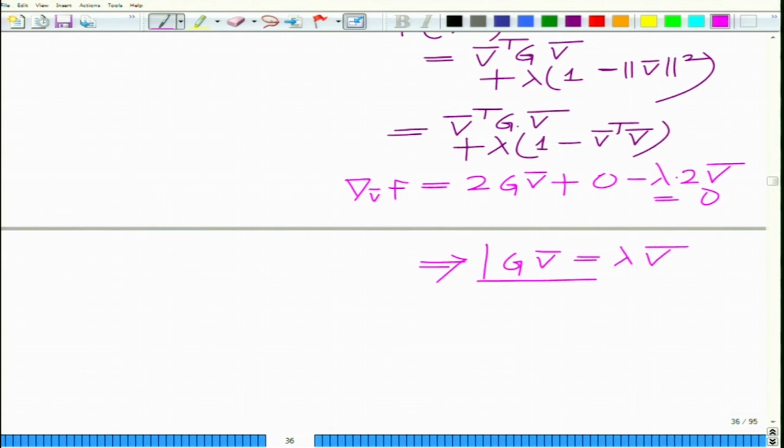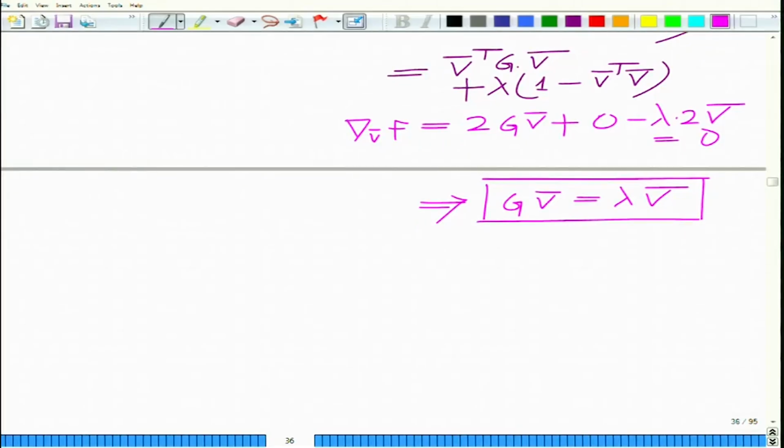Now, if you solve it, the 2's cancel, and therefore this implies that G V bar equals lambda times V bar, and then you observe something very interesting. What you observe is that G V bar equals lambda V bar, and recall, you have already seen this kind of equation before. This is nothing but the definition of the eigenvector of G. That is, any vector V bar which satisfies this property, that is G times V bar equals simply a scaling factor lambda times V bar, V bar is the eigenvector and lambda is the eigenvalue.